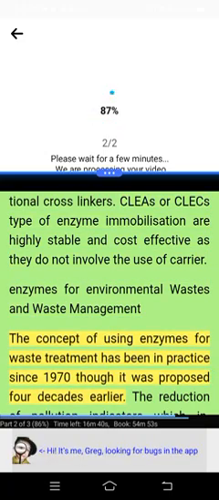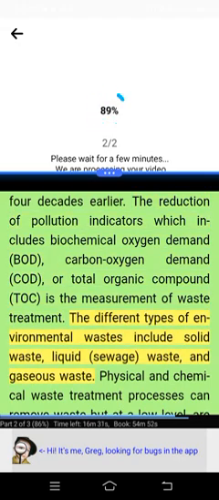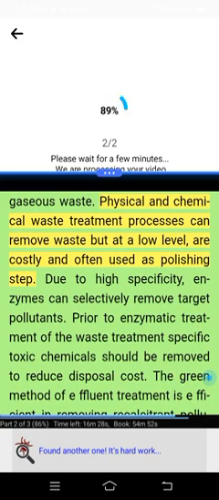The concept of using enzymes for waste treatment has been in practice since 1970, though it was proposed 4 decades earlier. The reduction of pollution indicators, which include biochemical oxygen demand, chemical oxygen demand, or total organic carbon (TOC), is the measurement of waste treatment. The different types of environmental waste include solid waste, liquid sewage waste, and gaseous waste. Physical and chemical waste treatment processes can remove waste but at a low level, are costly and often used as a polishing step. Due to high specificity, enzymes can selectively remove target pollutants.